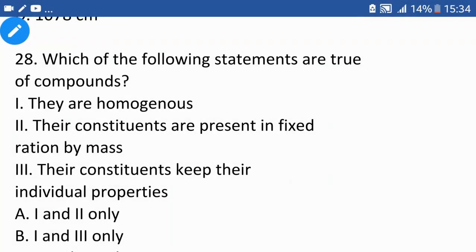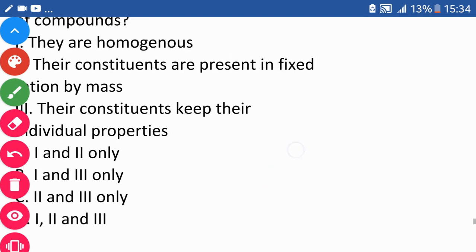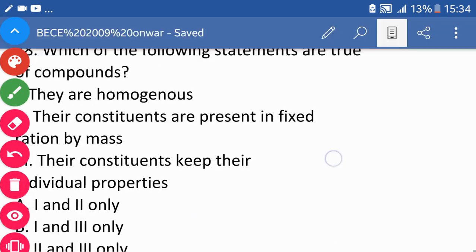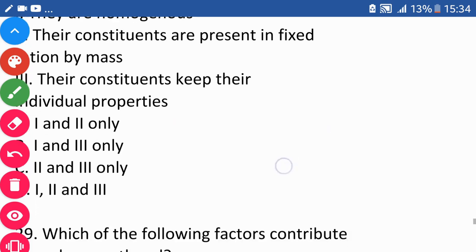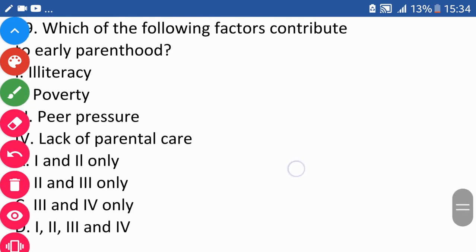So question 28, which of the following statements are true of compounds? So compounds are homogeneous. Yes, that's true. Their constituents are present in fixed ratio by mass. That's true. Their constituents keep their individual properties. That's also true. So we have I, II and IV. So our answer is D. D, that's our answer, D. So compounds are homogeneous. The constituents are present in fixed ratio by mass. Yeah, constituents keep their individual properties as well.